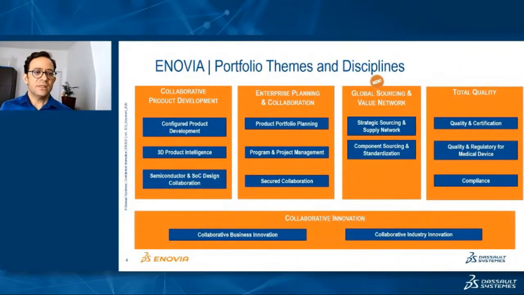If you remember, this is the ENOVIA portfolio themes and disciplines. We have added here a new theme, which is the global sourcing and value network, which has two disciplines, strategic sourcing and the supply network, and component sourcing and standardization. The two roles that I introduced earlier are in fact in the discipline of component sourcing and standardization, and we're going to review them later on during this session.